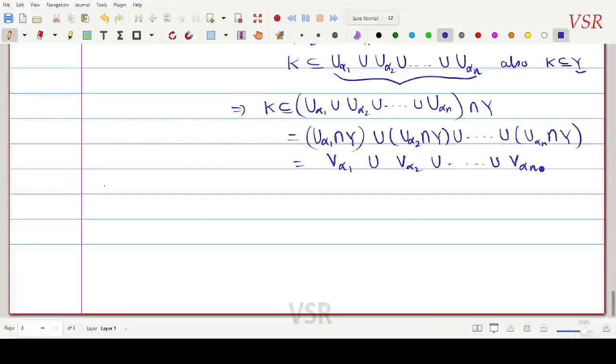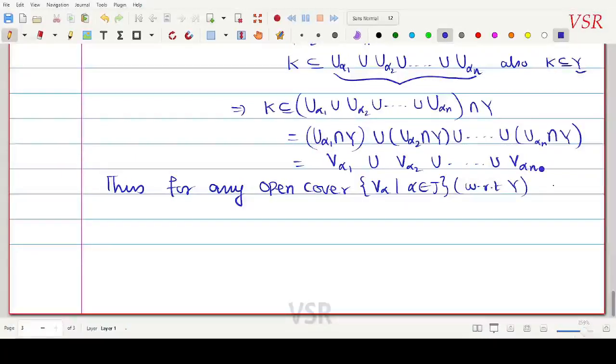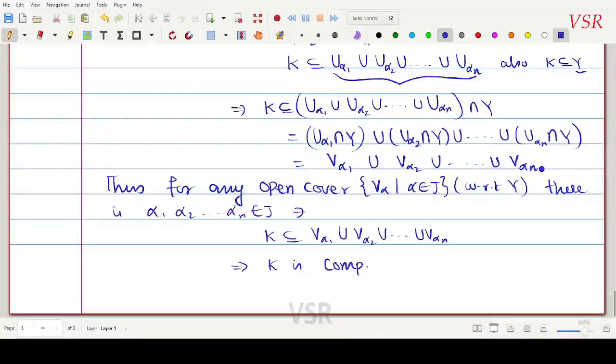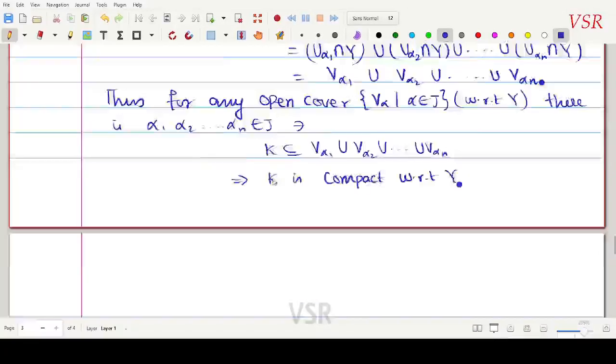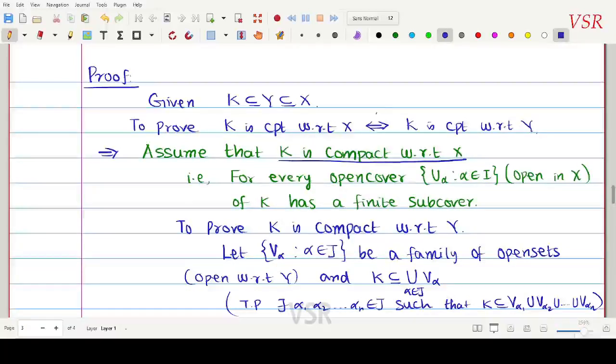Thus for any open cover V alpha, such that alpha belongs to J, with respect to Y, there are alpha 1, alpha 2, dot dot dot, alpha n belonging to J such that K is a subset of V alpha 1 union V alpha 2 union dot dot dot union V alpha n. So this implies that K is compact with respect to Y. Okay, so one direction is proved: assuming K is compact with respect to X, we proved it is compact with respect to Y.